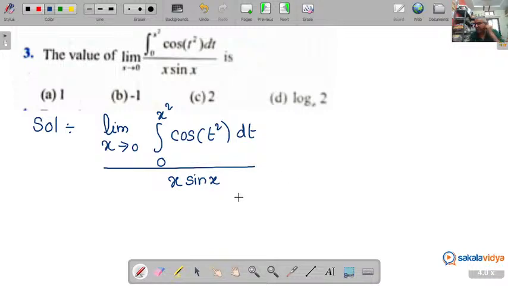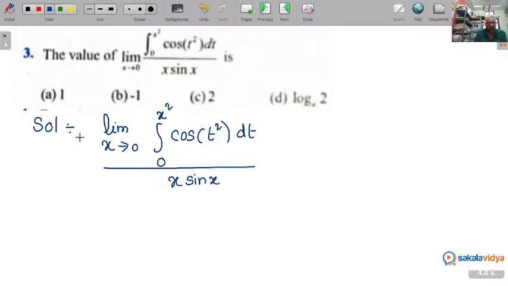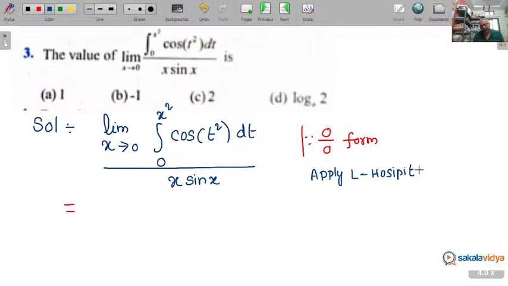So now if you substitute the limit, what will happen? Let us see. 0 to 0 becomes 0, and x sin x is 0, so it is 0 by 0 form. Whenever it is 0 by 0 form, you can apply L'Hospital's rule here. So differentiate this integral.